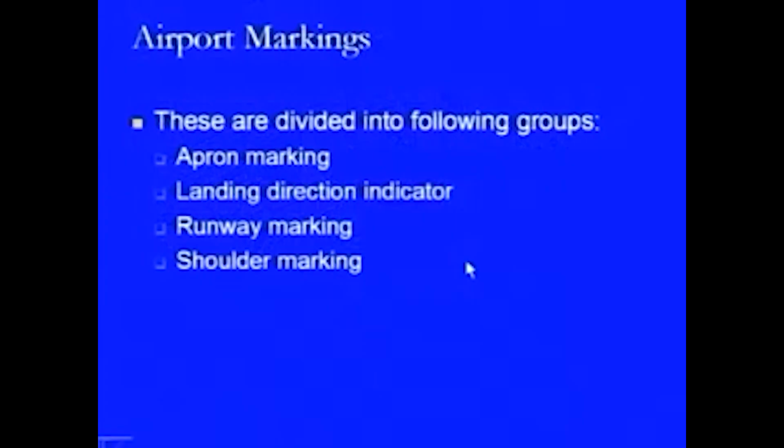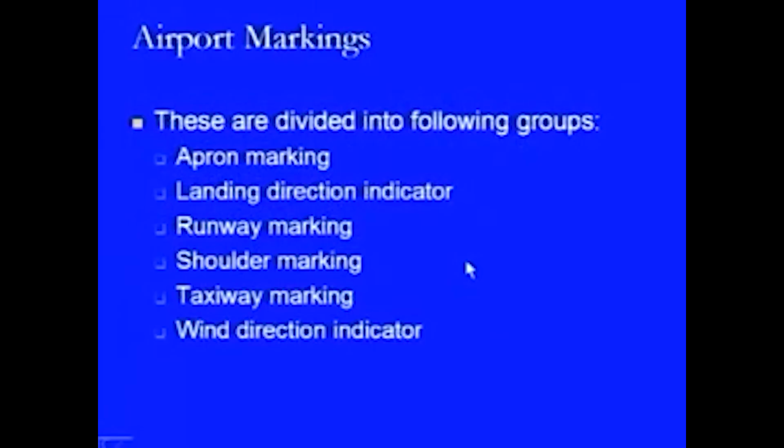In that sense, if we look at the various types of markings which can be there, they can be grouped on the basis of the component where they are going to be provided. In that way, these are provided in the following groups: apron markings, landing direction indicators, runway markings, shoulder markings, taxiway markings, and wind direction indicator. So, once we have all these types of markings, we will start now with the first one, that is apron marking.